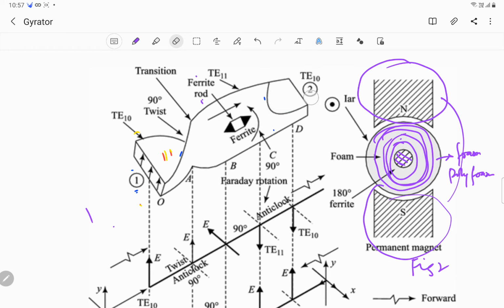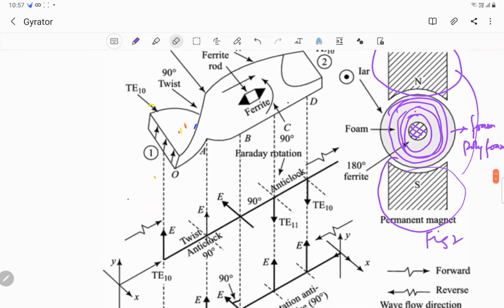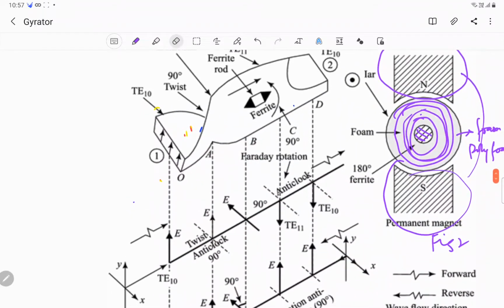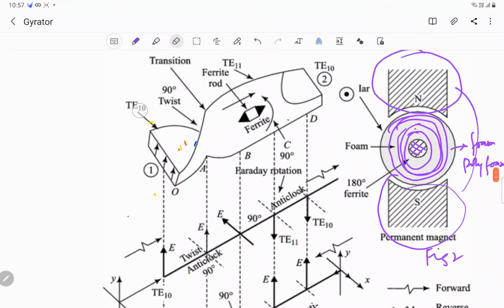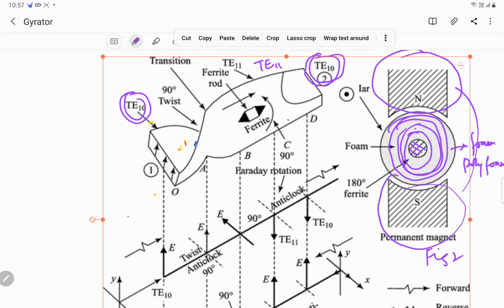Okay, now that I have erased it, let us discuss the working principle or operation of this gyrator. So let us see what happens. We know the dominant mode for a rectangular waveguide is TE10. The dominant mode here is TE10. The dominant mode for a circular waveguide is TE11. And again here we have a rectangular waveguide, so the dominant mode would be TE10.